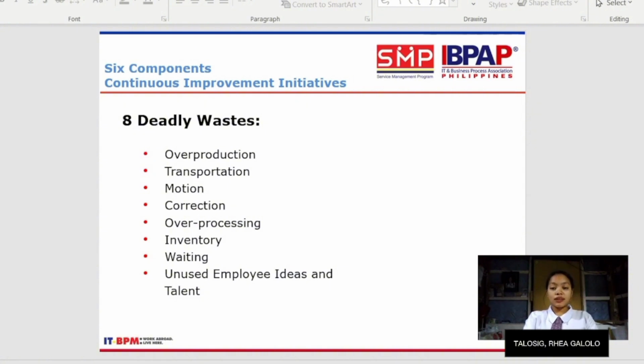Unused employees' ideas and talents. Failing to utilize talents is on the rise in business today. Not using or underusing people's talents, skills, and knowledge can have a detrimental effect on an organization.